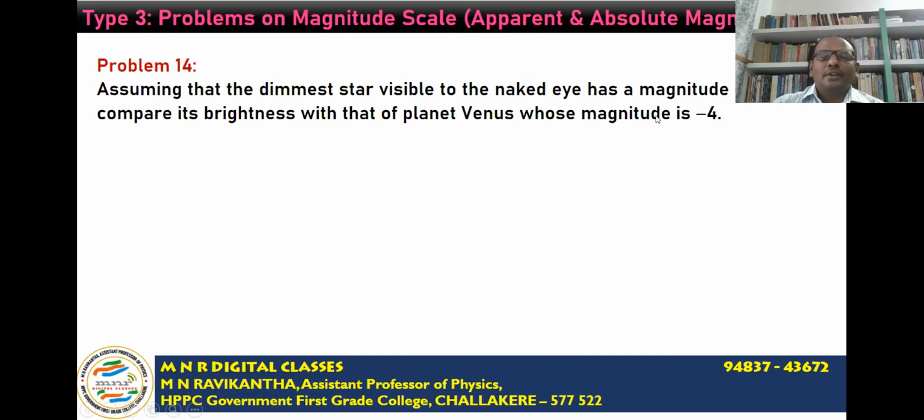So we know the relation M2 minus M1 is equal to 2.5 log of B1 by B2. This is the relation between the apparent magnitude and the brightness. Using the values, we can compare the brightness of the dimmest star and the planet Venus.